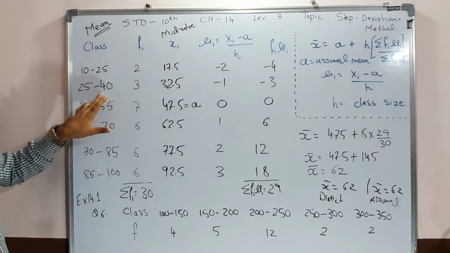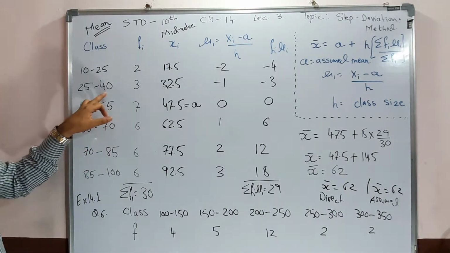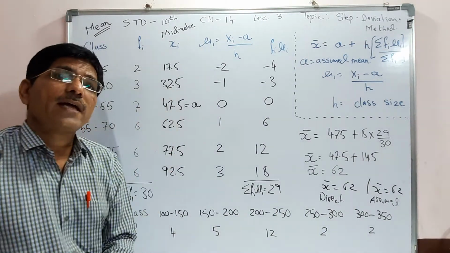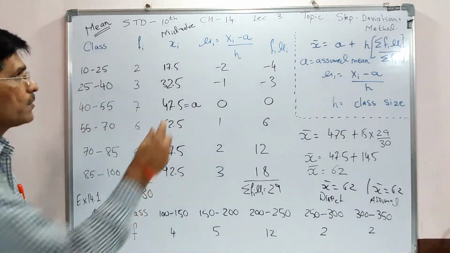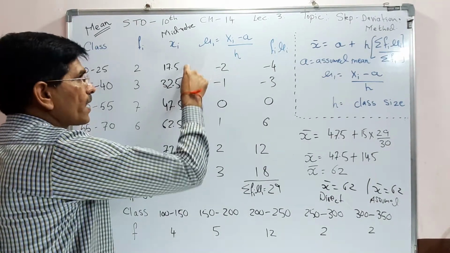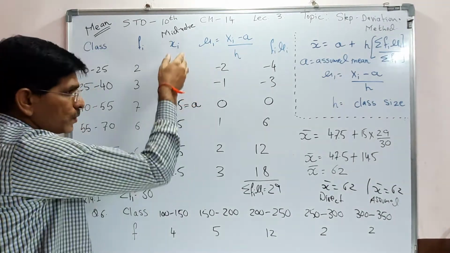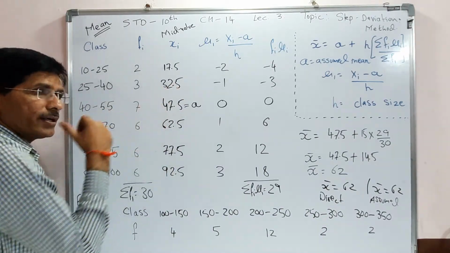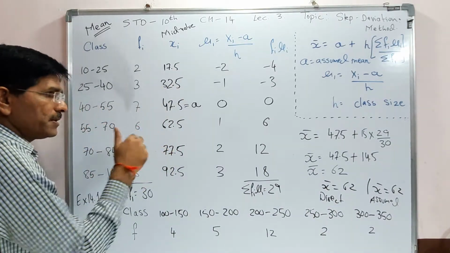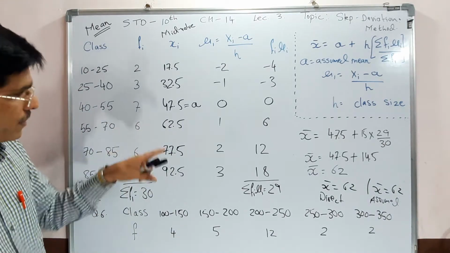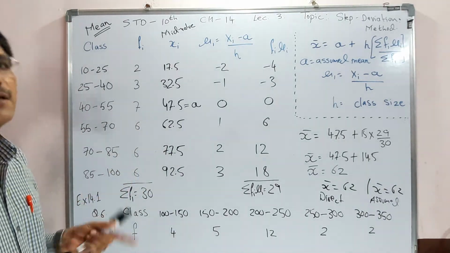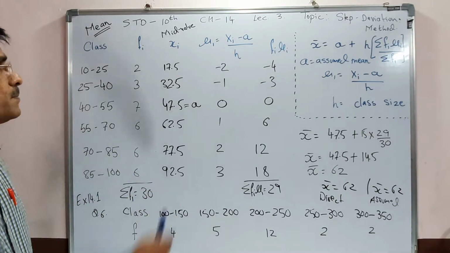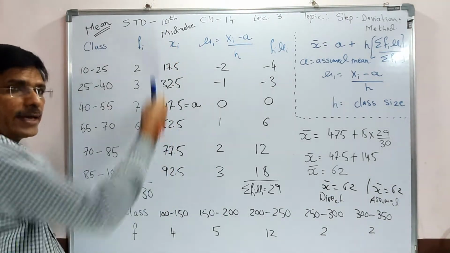25 plus 40 divided by 2. 40 plus 25, 65, 65 divided by 2, that is 32.5. After all, what I am saying to you is that you have to find out the difference between these. Difference is 15. So go through 15. 32.5 plus 15, 47.5. 47.5 plus 15, 62.5. 62.5 plus 15, 77.5. 77.5 plus 15, that is 92.5. So that is our xi.